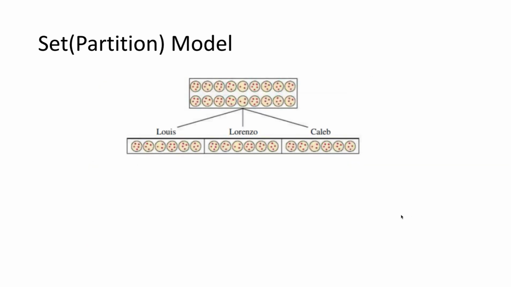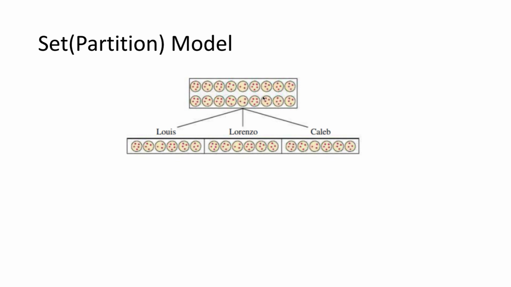Okay. So let me give you another model here. It's called the set or partition model. This is also similar to the example that I gave you with 18 apples, giving that to a number of people, and you find out how many people. But this time you are given 3 people, and you want to find out how many cookies each person can get when you have 18 cookies.